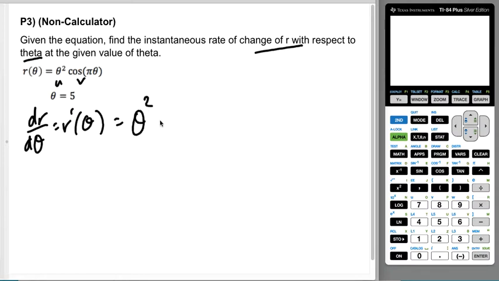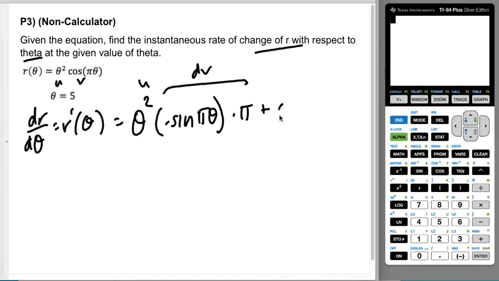So u dv is going to be the derivative of cosine, which is negative sine of the stuff times the derivative of the stuff, right? So this is u, this whole thing was my dv, plus v, which is cosine of pi theta, du, which is a 2 theta. Right? So this was v, and this was du.